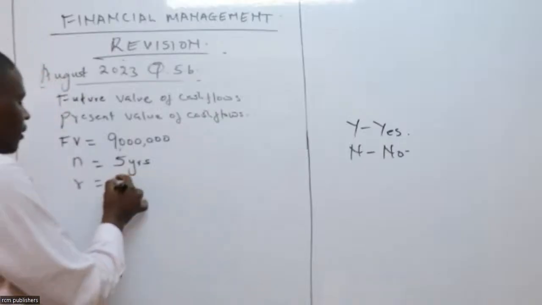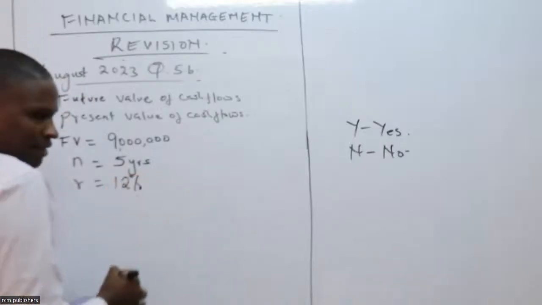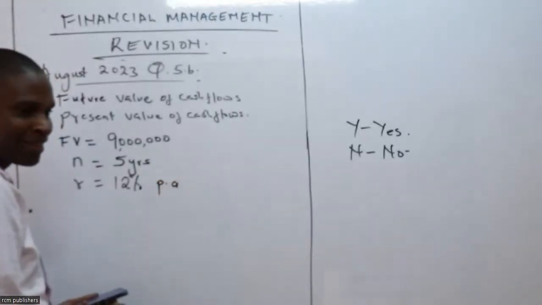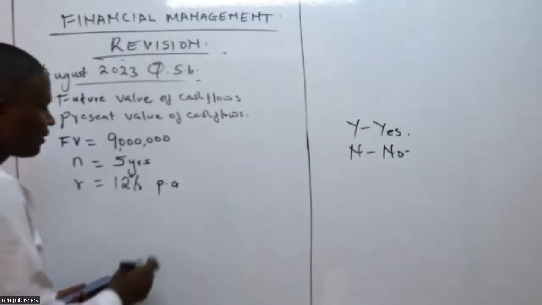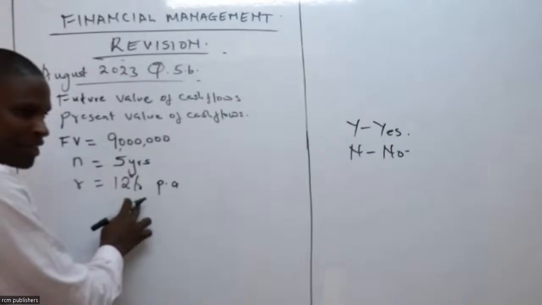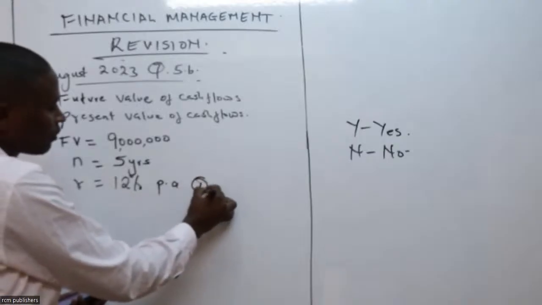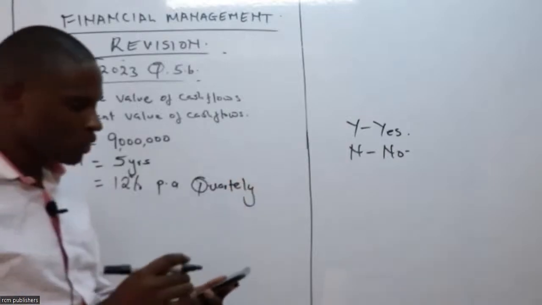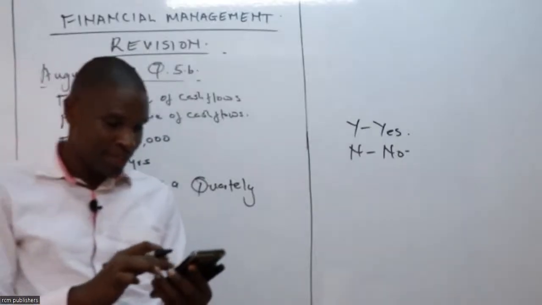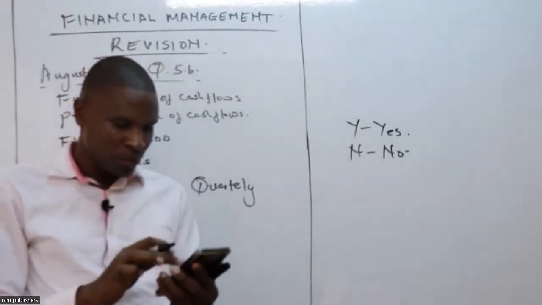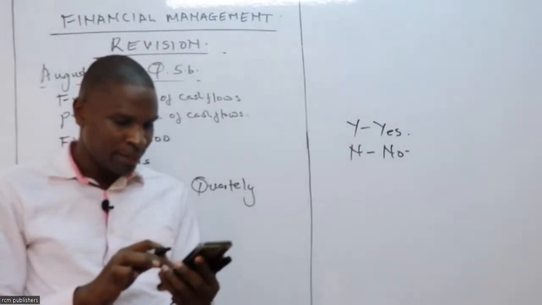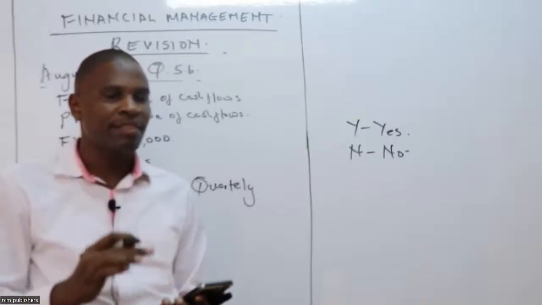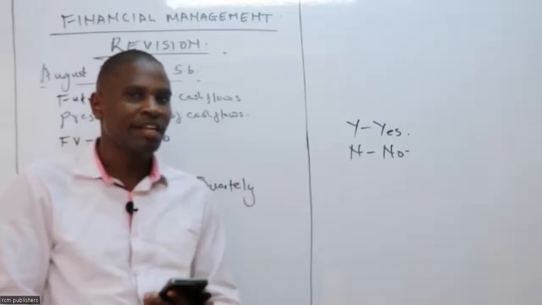Good. Now, the rate is 12% per annum, right? But this one is compounded quarterly. If you look at that question clearly, you can see that you have been told that it will be compounded quarterly, at an interest rate of 12% compounded quarterly. That information is important to us.